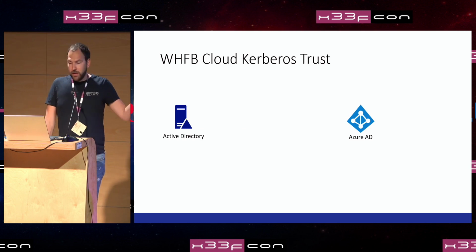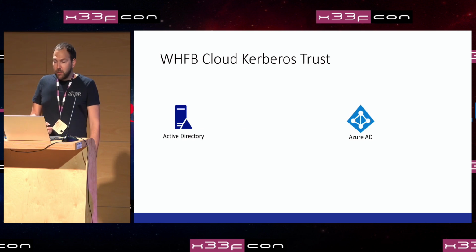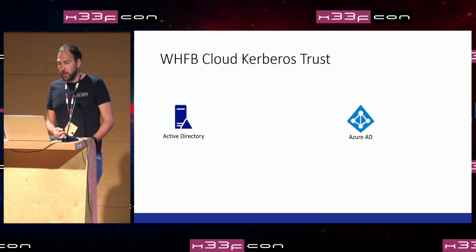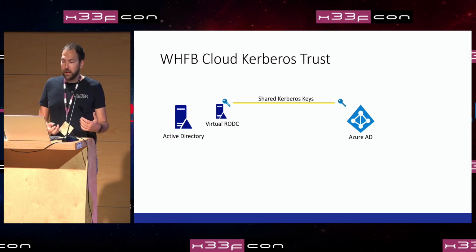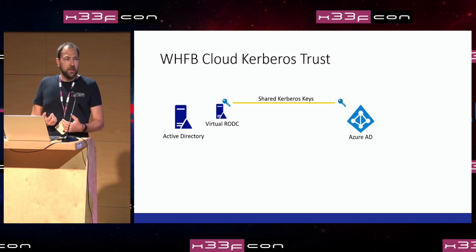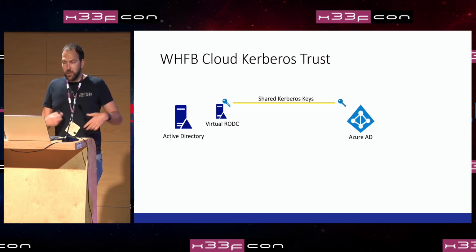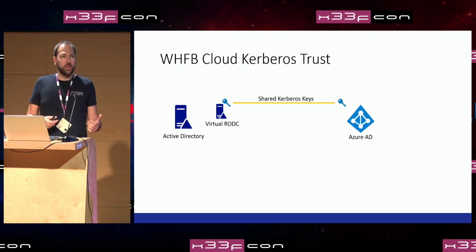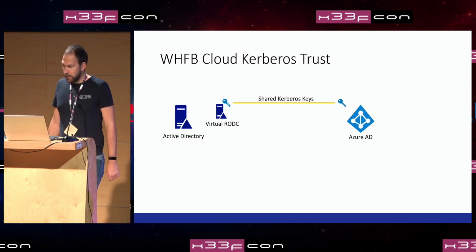So we start with Active Directory and an Azure AD. Basically, once you set up the Cloud Kerberos Trust, it creates a virtual read-only domain controller in Active Directory. I say virtual because there's no real server behind this. It's just an object. And basically, the Kerberos keys are shared between Active Directory and Azure AD. So in this case, you're setting up a trust between Active Directory and Azure AD.